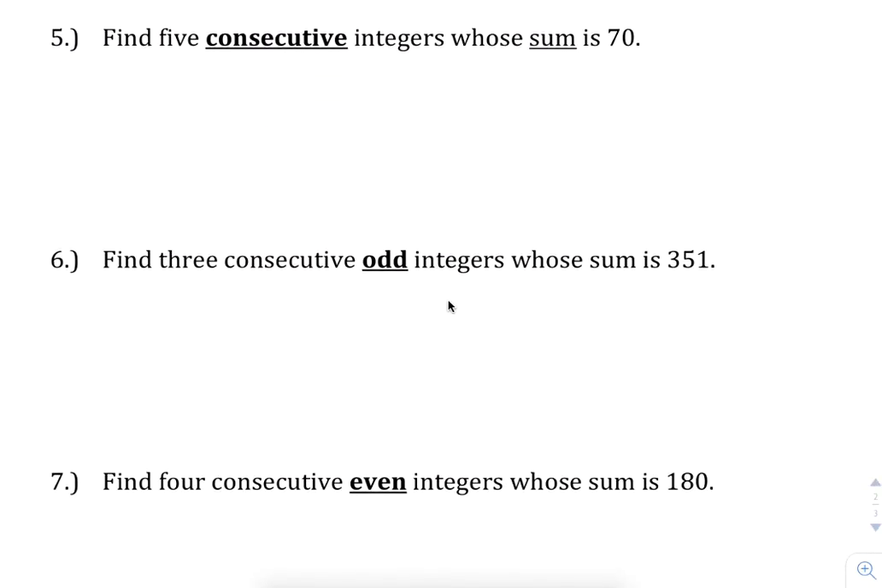All right, the next 3 questions are all very similar. A couple things that you need to pay attention to is the number out front. That's going to tell you how many answers to give. And the second thing you need to be worried about is if it says odd or even or just plain consecutive. So consecutive odd, consecutive even, or regular consecutive.